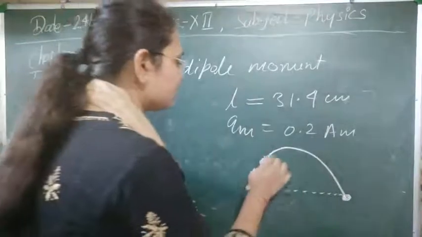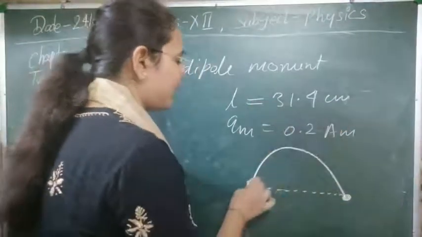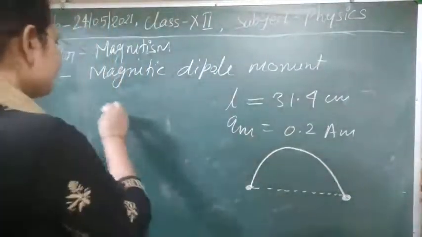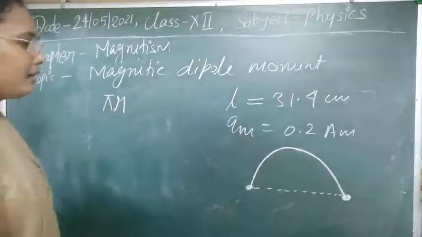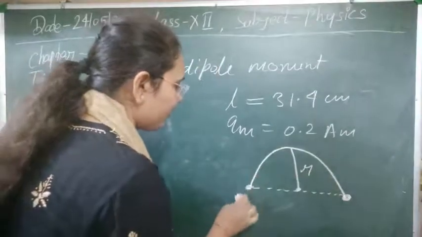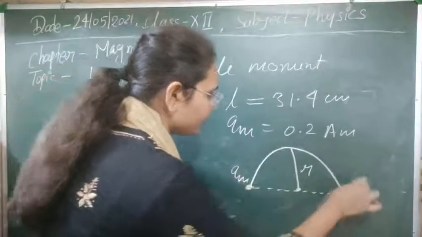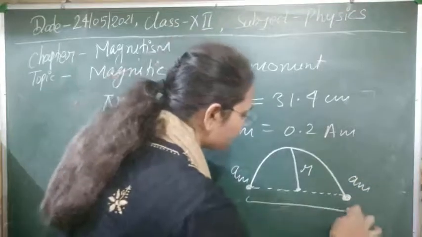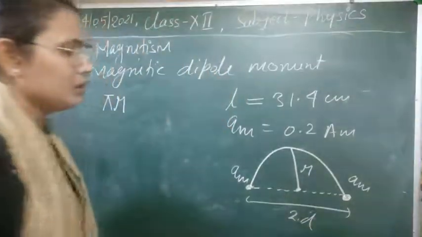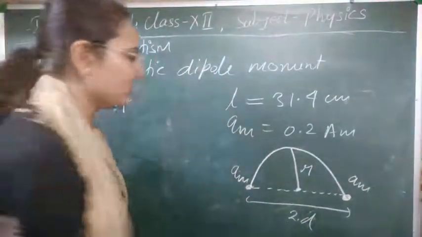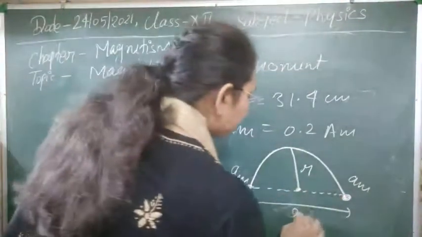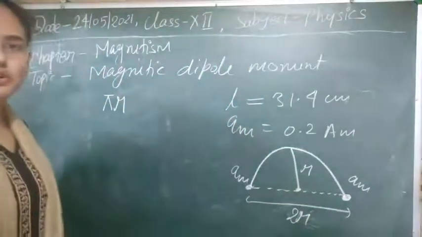Clear? So this length is given to us, and this length is the circumference of the semicircle. The circumference of the semicircle is pi r, if r is the radius of this semicircle. These poles each have pole strength Qm, and are separated by some distance, suppose 2d. This separation distance is the diameter of this semicircle, so the diameter will be equal to 2r.